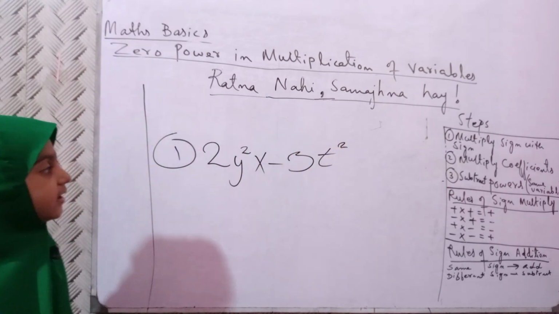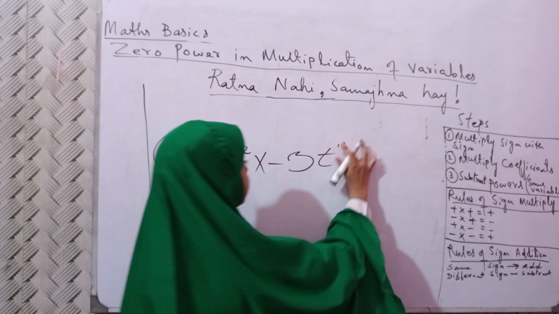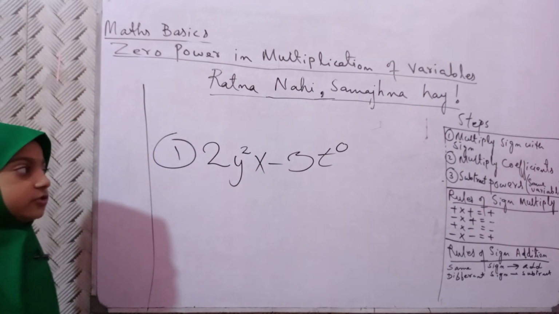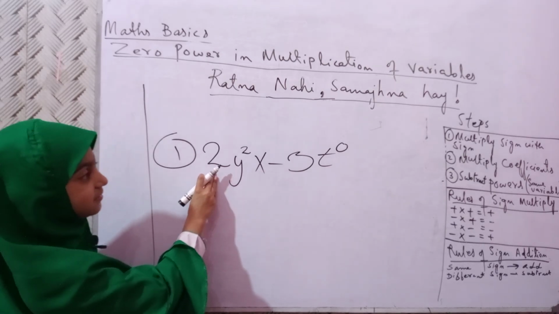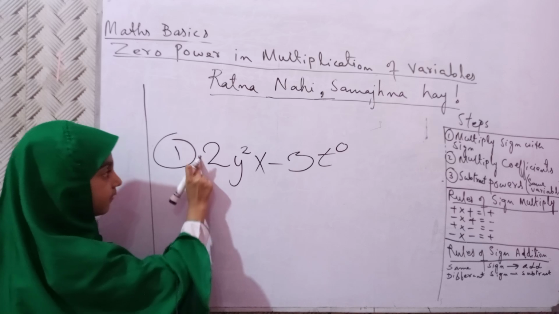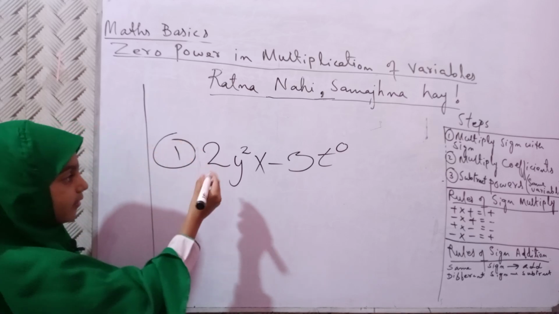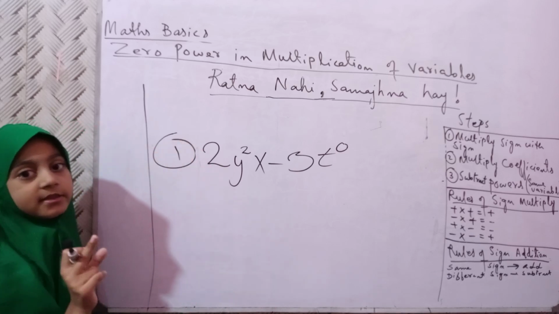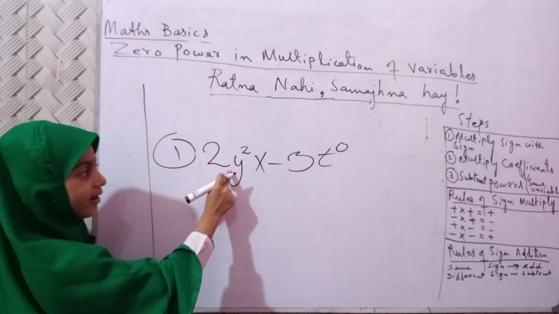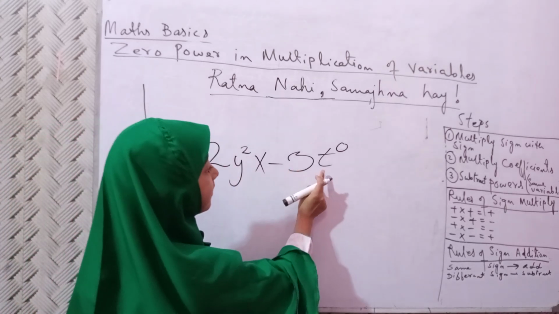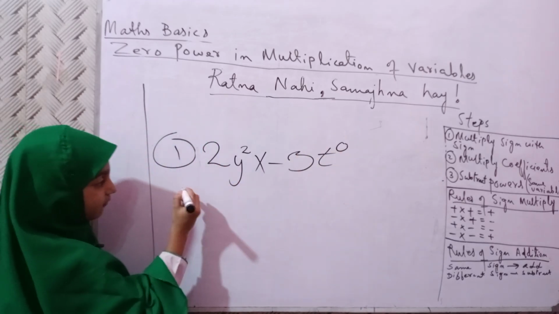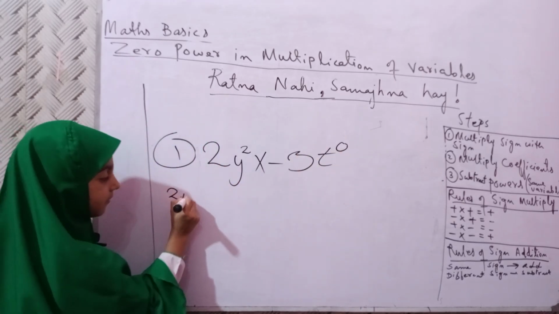Now see, it is my question. First of all, there is no sign, so we will write down as it is. You know one thing, there is a multiply sign here in between 2 and y and 3 and 2, 0 power, and we will show it here.